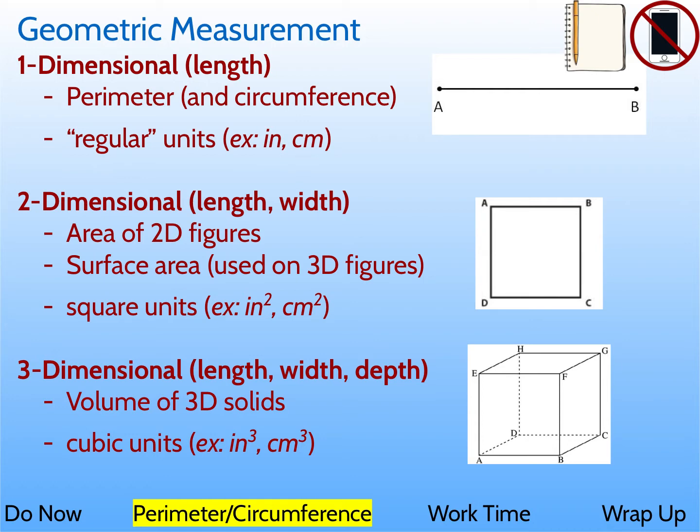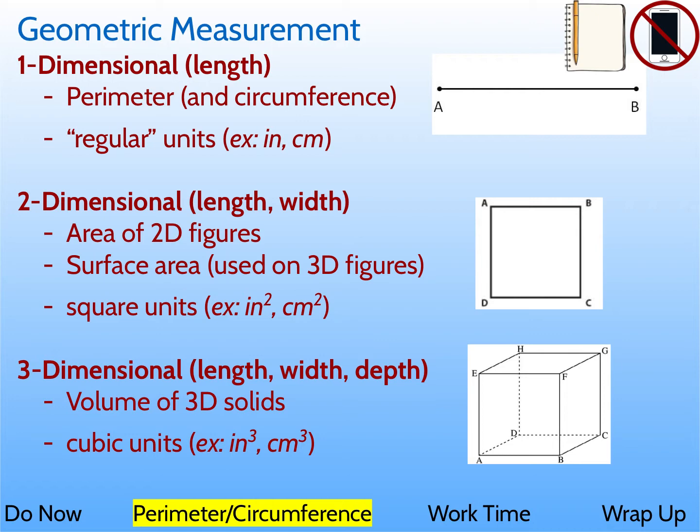Two-dimensional measurement is when you have length and width, like we have this square right here. You can find the area of two-dimensional figures. Also, if you have a three-dimensional figure, like this cube down here, you can find the surface area of that, which is the area of all the faces of that cube. And two-dimensional measurements are always done in square units, like square inches or square centimeters.